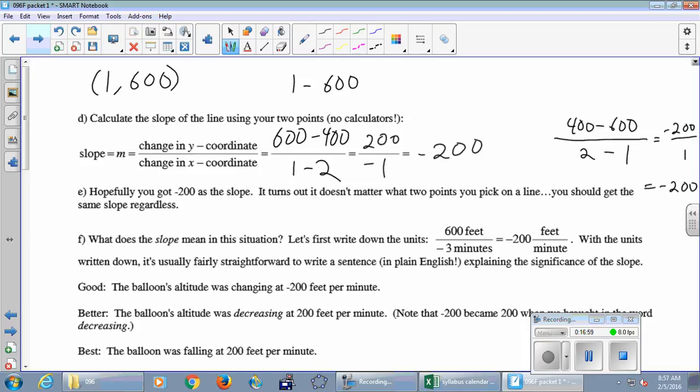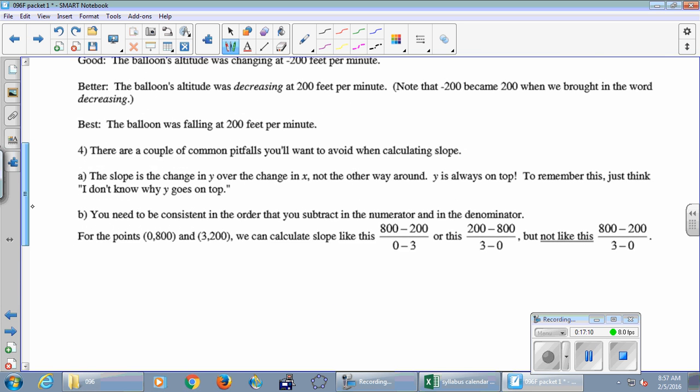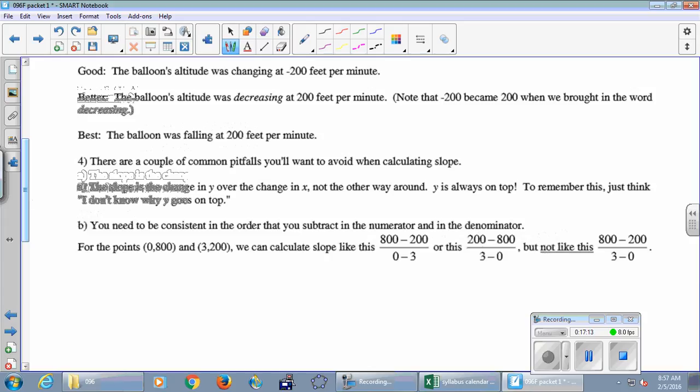So with the units written down, it's fairly straightforward to write a sentence in plain English explaining the significance of the slope. We've got 3 versions of the sentence. All 3 versions are full credit answers. Good sentence. The balloon's altitude was changing at -200 feet per minute. -200 feet per minute. Just get the units in there. A better sentence. The balloon's altitude was decreasing at 200 feet per minute. I made 2 changes there. The word changing became decreasing, but what was the other change? -200 became 200, right? The word decreasing, the negative means decreasing. So either of these is okay.